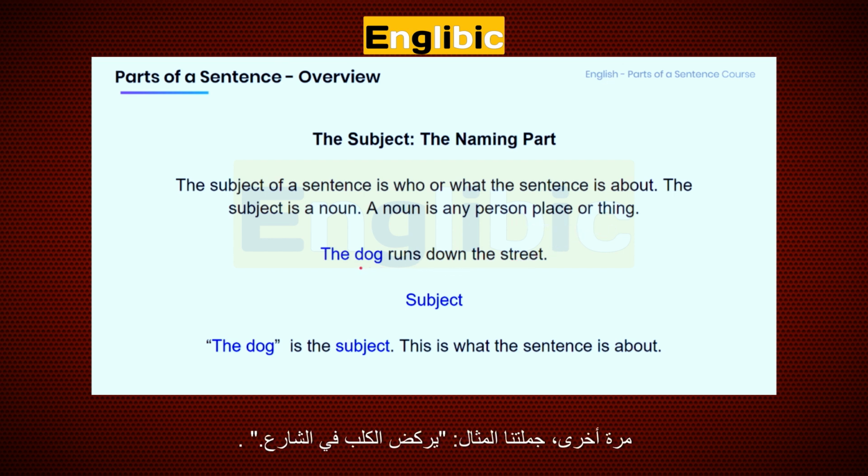So again, our example sentence, the dog runs down the street. This is our subject. The dog is a thing, right? It's an animal. This is who the sentence or what the sentence is about. The dog is the subject.